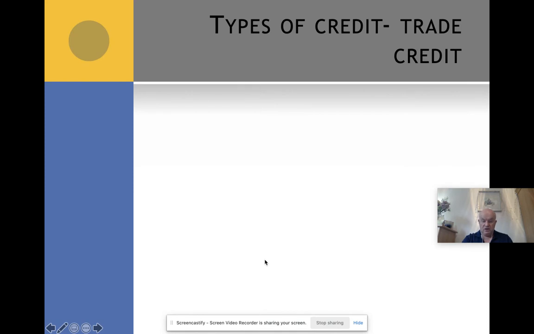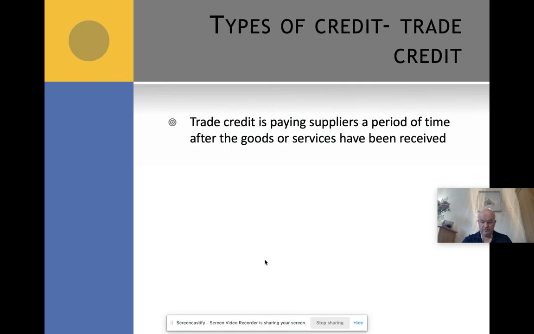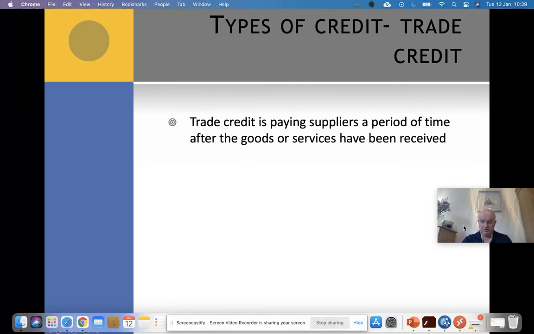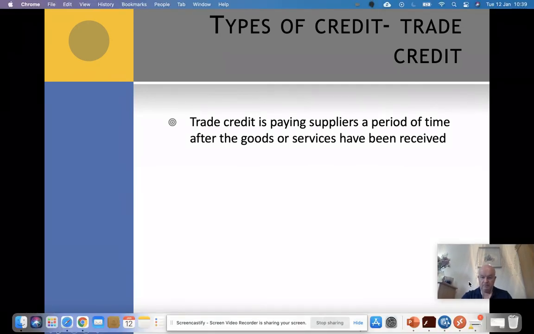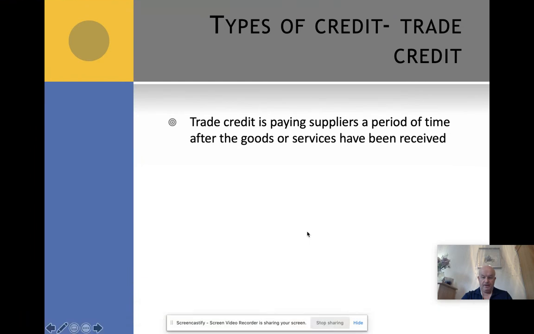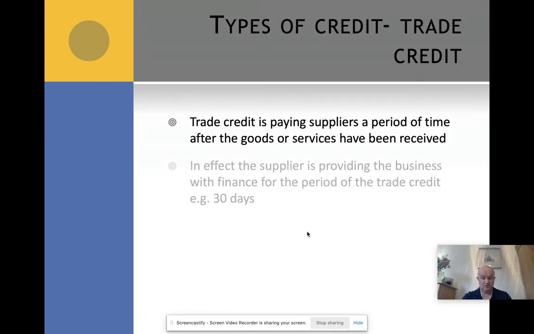Okay, so let's take a look at the next type of credit then. The next type of credit is known as trade credit, which we talked about briefly already, but let's go into that in a little bit more detail. Okay, and this basically is where you've got a situation where you pay suppliers a period of time after the goods and services have been received. Okay, so there's an example then.